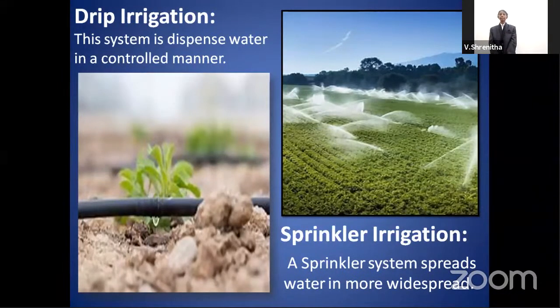There is a need to use these technologies very much, because it is estimated that in the upcoming 5 years, that is by 2025, water is going to be very scarce, isn't it? So for that, we need to save the water, so that we can use these types of irrigation system technologies.